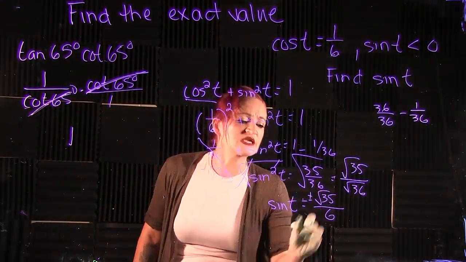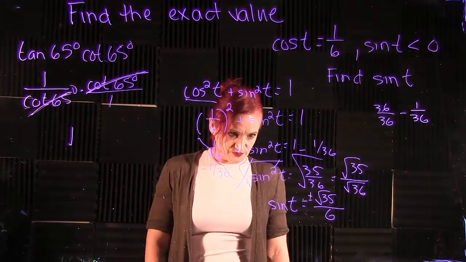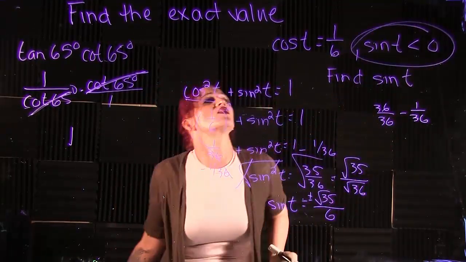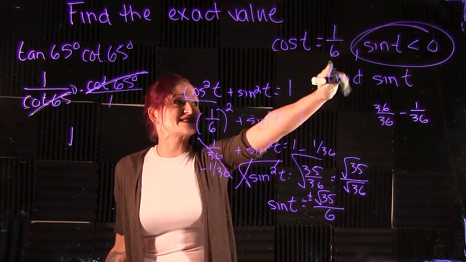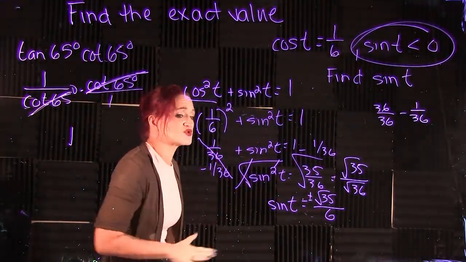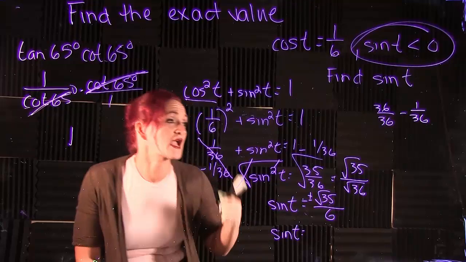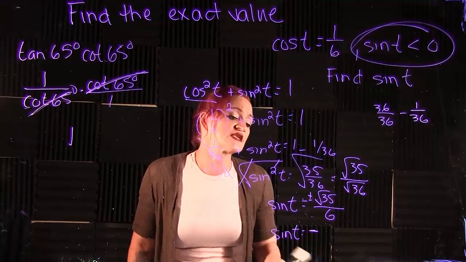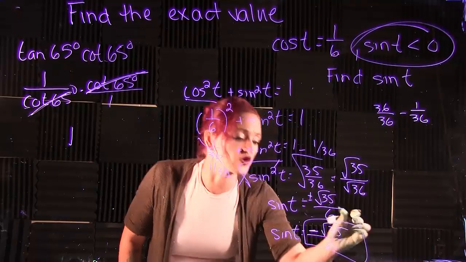Now, this would typically be a plus or minus here because we are working with a radical. But keeping in mind, going back up to our stipulations here, we were not only told that cosine is equal to 1/6, we were also told that sine is less than 0. So for our final official answer here, our answer is not the plus or minus. The fact that we were now told that sine is less than 0 means that we're going to go with the negative option here, and sine t is equal to negative square root of 35 over 6.